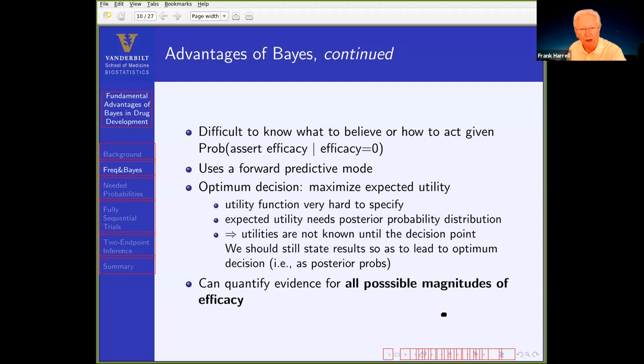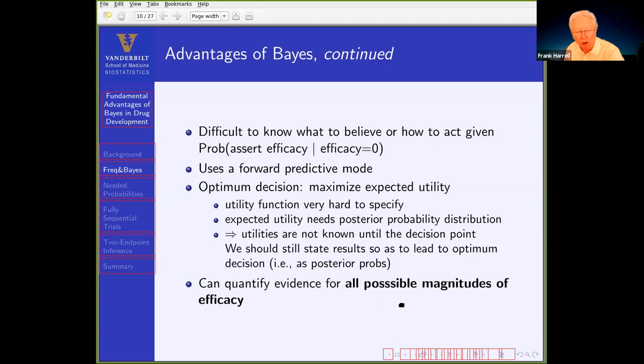So it operates in a forward predictive mode, and Telba is really an expert on decision theory in Bayes, and if you really had a utility function, you can use Bayes to give you an optimum decision. But usually the utilities are not known, and so we want to use the inputs that go into the decision, and they're always predictive probabilities. They're always forward predictive mode. So we want a posterior probability of efficacy, and that's something you would integrate with the utility function to give an optimum decision, but we'll often stop with a posterior probability.